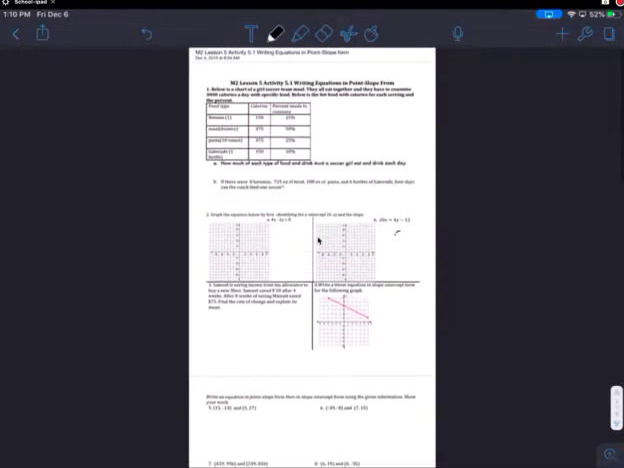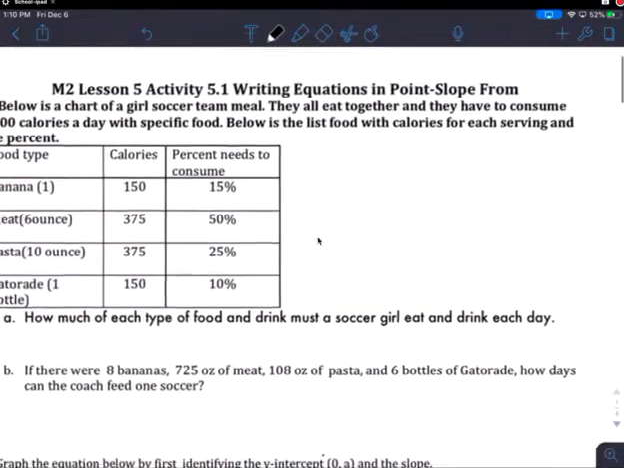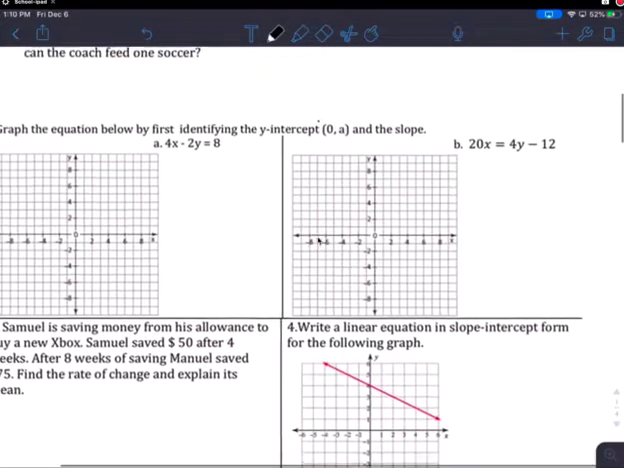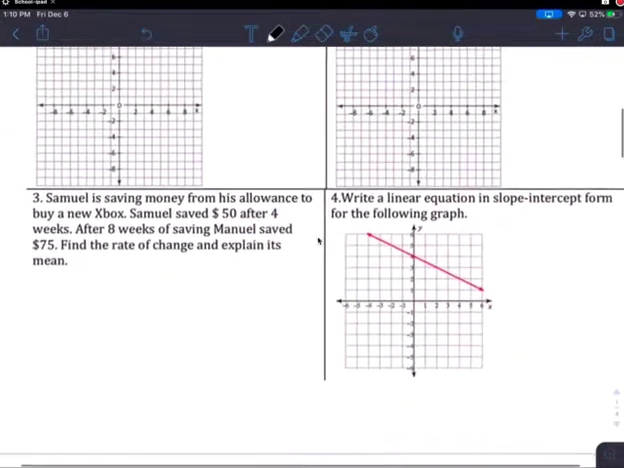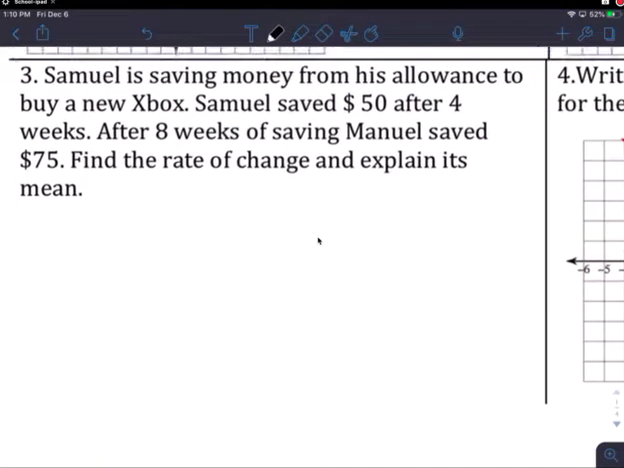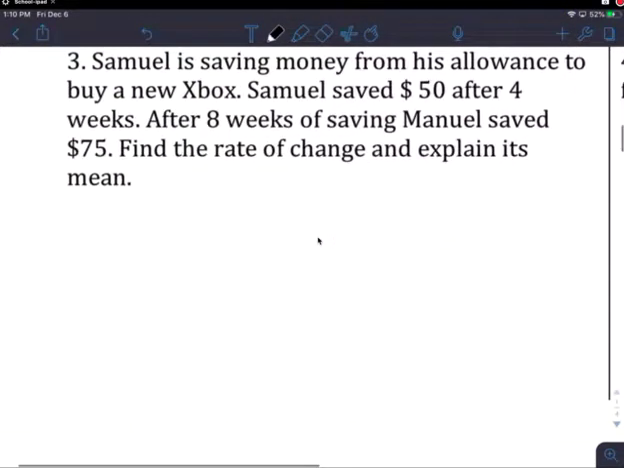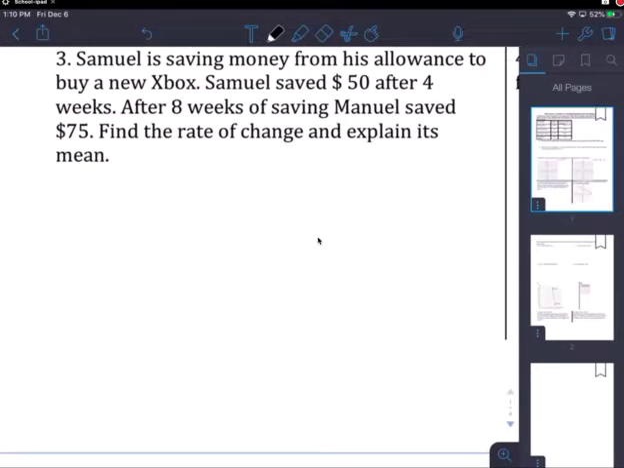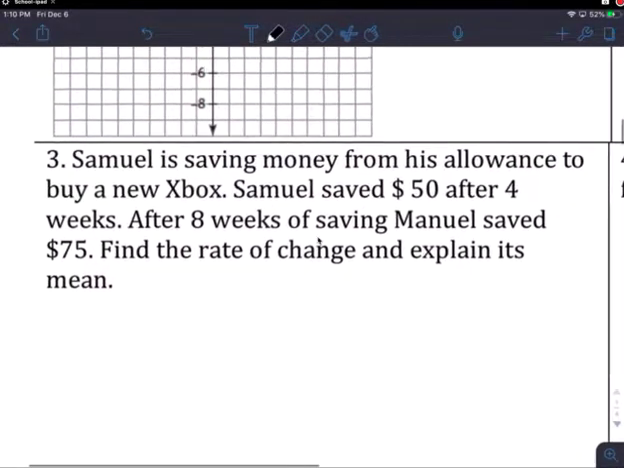Your homework for tonight. We did this in class. We did these in class. Some classes I didn't do this one, so go ahead and do it just in case your class I did not do it. I don't know what happened. Did I accidentally delete all this? Let me see. Anyways. All right. I messed up.